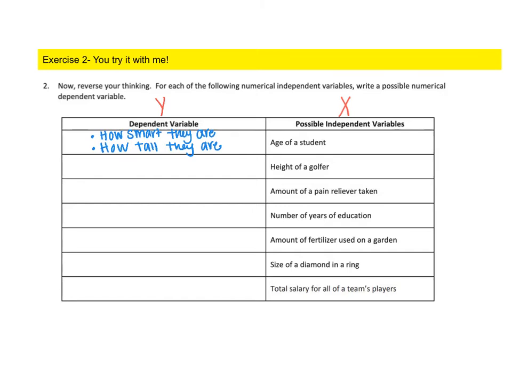All right, height of a golfer. What is something that depends on the height of the golfer? Well, I don't know much about golf, but definitely the height of their clubs. I know that you buy clubs that are specific to your height, right? I can't really think of anything else there, so that's all I'm going to put. I'm going to do one more with you, and then you're going to do the rest.